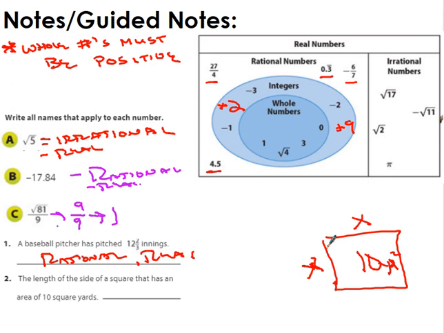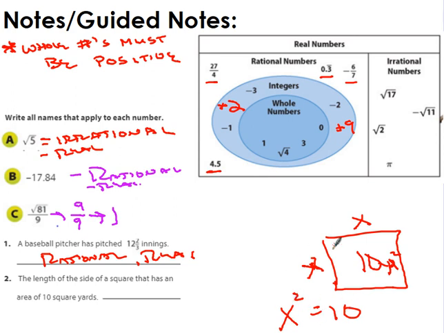If I want to find the area of a square, I multiply the side length by itself, because I'm just doing length times width, but for a square those are the same values. So I take that side length and multiply it by itself, and that's equal to 10. Because if I take the side and multiply by itself, I should get 10.